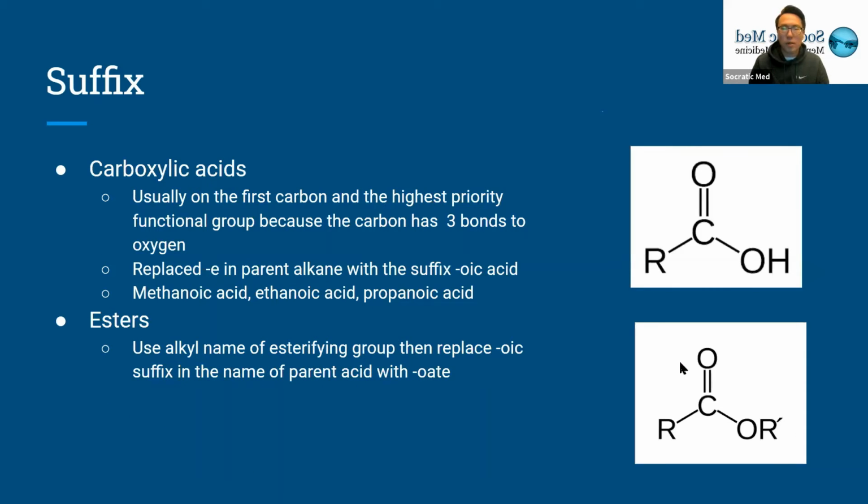And then next, carboxylic acids. That's usually on the first carbon, and they're pretty oxidized since the carbon has 3 bonds to oxygen. So it's usually the highest priority functional group in the molecule. And to name the carboxylic acid, you take the parent alkane name and replace the E at the end, and you add the suffix "-oic acid" to it. So instead of methane, it would be methanoic acid, ethane, ethanoic acid, propane, propanoic acid. And on the right is just the basic general structure of the carboxylic acid.